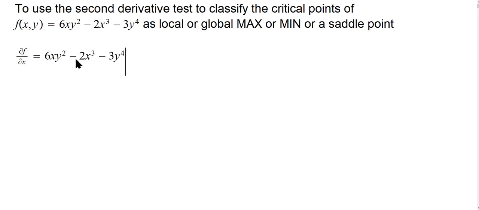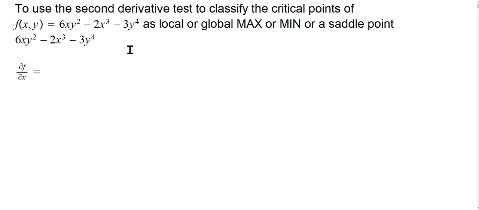When we are differentiating this function with respect to x, 6 and y squared are constants, so the derivative is 1. For x cubed, we just use the power rule, and this becomes 3 times 2, that is 6, times x squared. So this becomes 6x squared. Then this other part is treated as a constant, so its first partial is equal to 0. So this is our df dx.